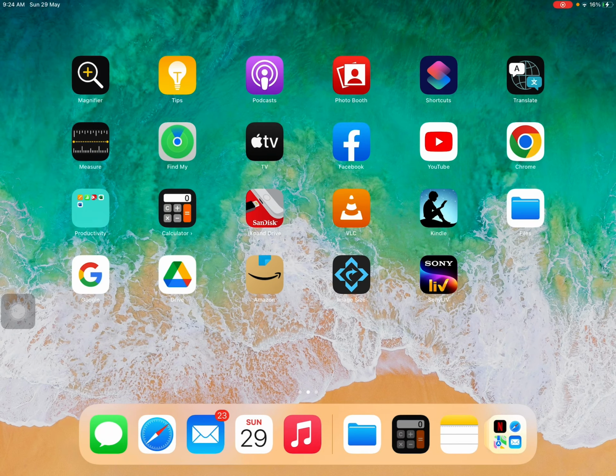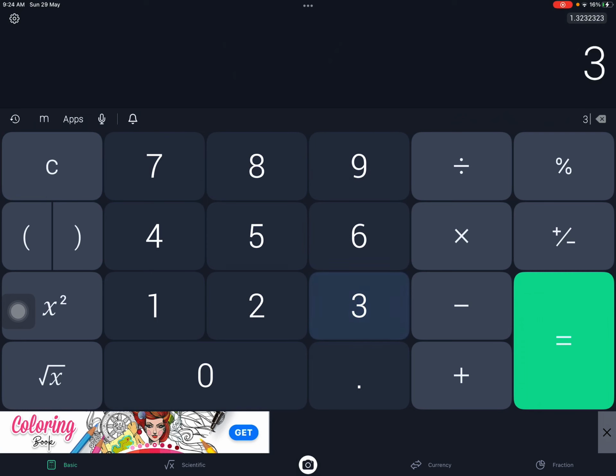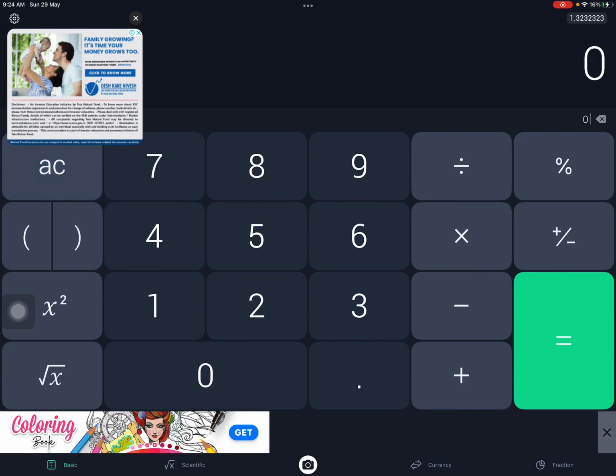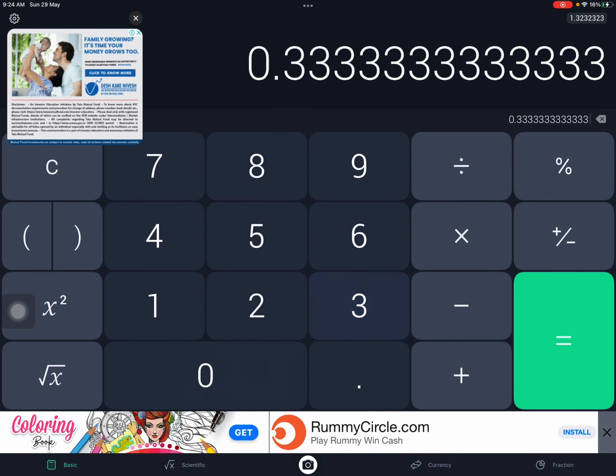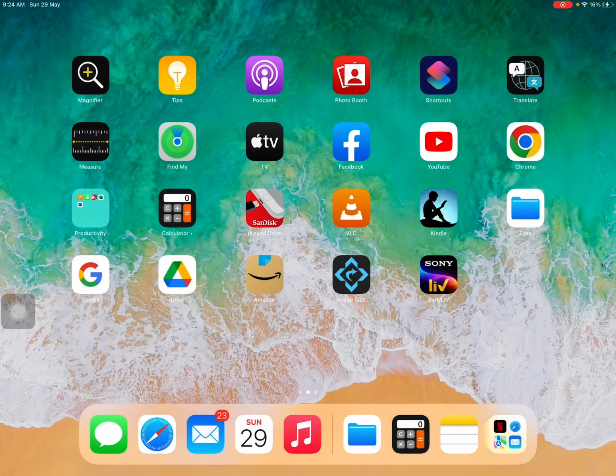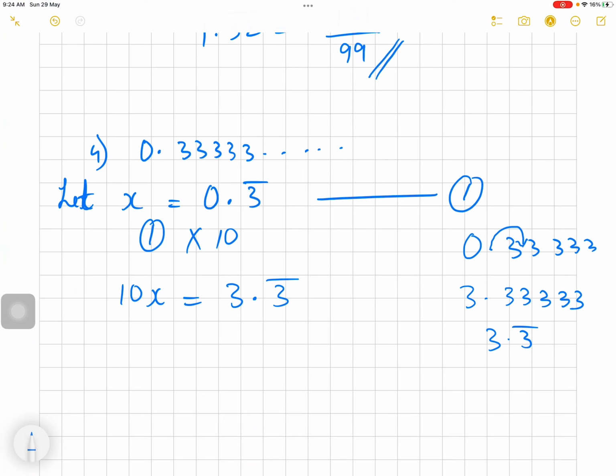Correct? So 3.33333 is 3.3 recurring. I'll use a calculator and show it to you. It was 0.3 recurring, right? 0.333333, it's recurring. Multiplied by 10, I will get 3.333333. So when I multiply by 10, I get this. Now let this be my 2.